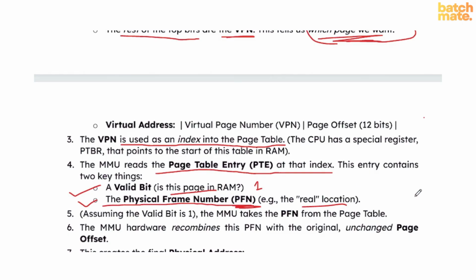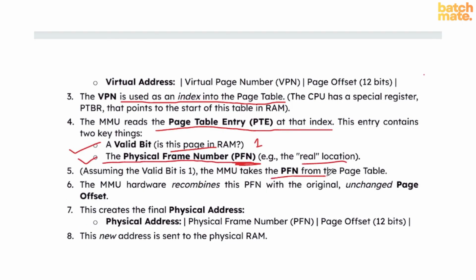Assuming the valid bit is 1, the MMU takes the PFN from the page table and recombines it with the original page offset. This creates the final physical address: PFN and 12 bits page offset. And that new address is sent to the RAM.